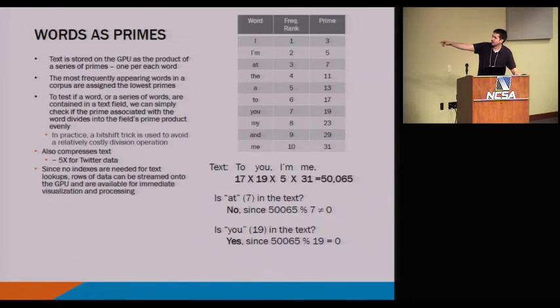So basically, you can take any text message and convert it to its primes. "2" is the 6th most frequent word. It has a prime, 17. You multiply them together, you get this number, you store it. It's less than 2 bytes.